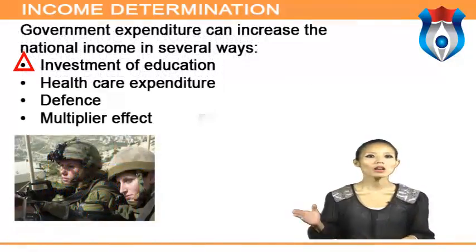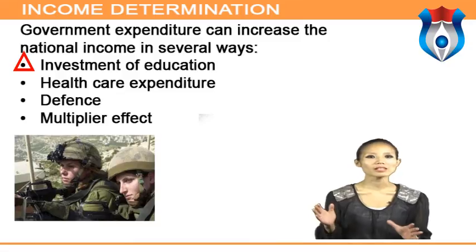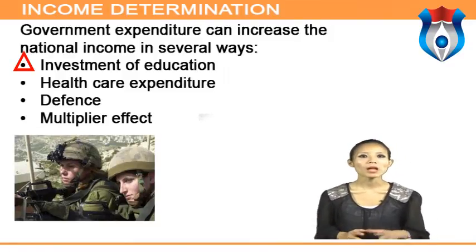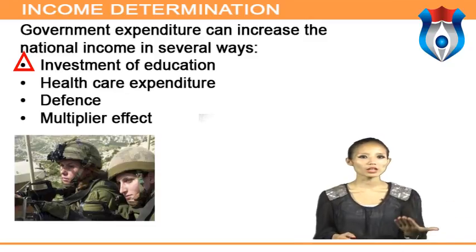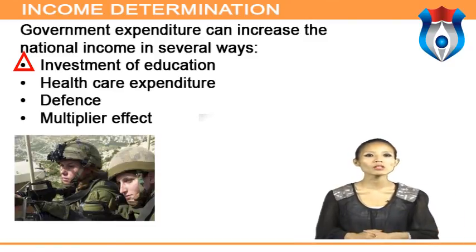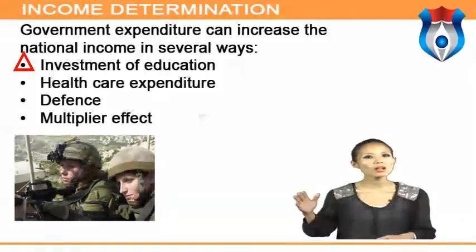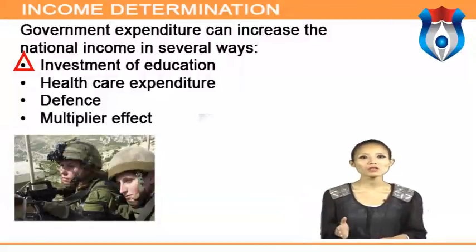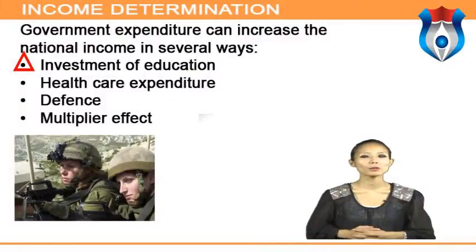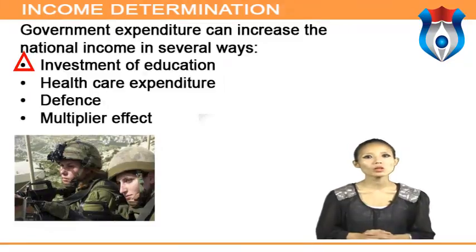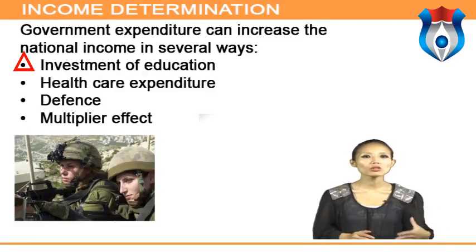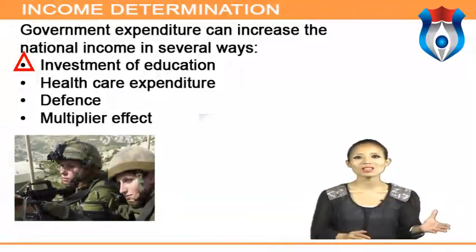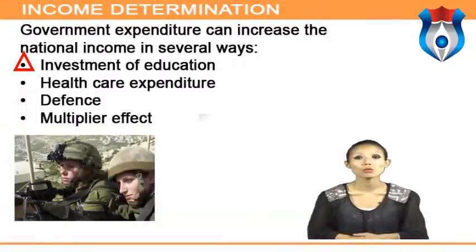Government expenditure can increase the national income in several ways, and some of them are investment in education. By improving the level of education, the amount of skilled workforce will increase, which means productivity climbs to a higher level. Manufacturers' productivity will improve, which means more goods and services are produced to meet customers' demand, consequently increasing national income.